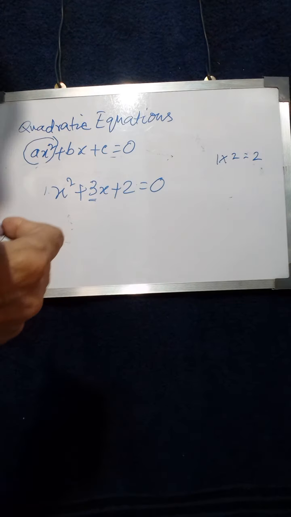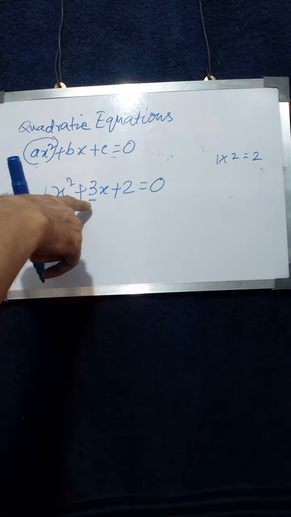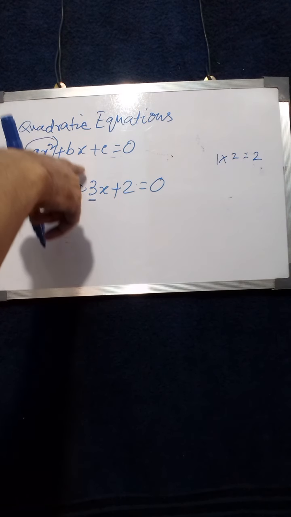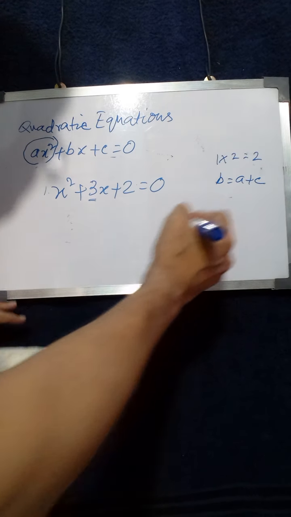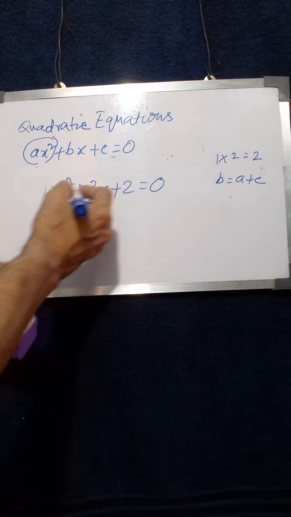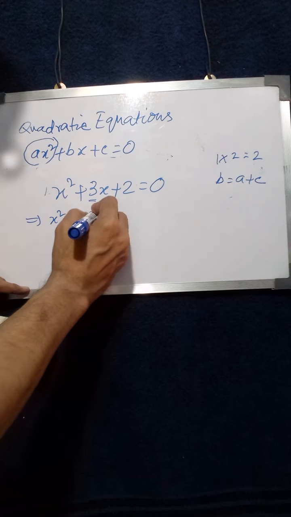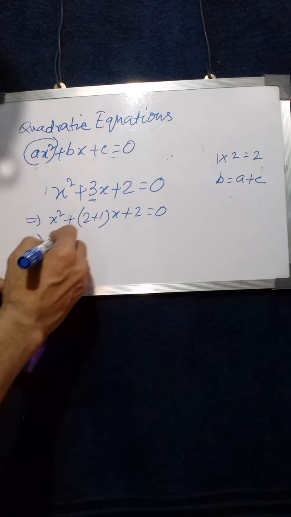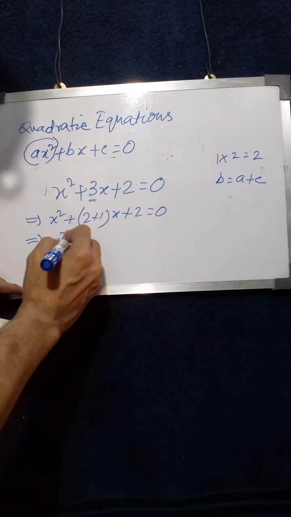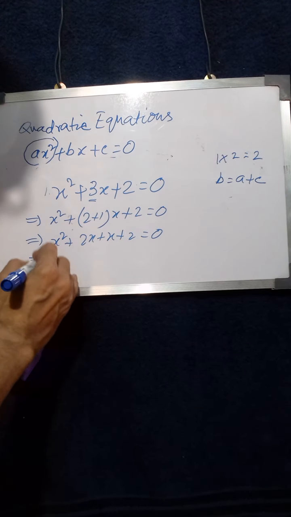Now take out the factors of 2. 2 has only two factors, 1 and 2. By adding these two factors, you have to get the coefficient of x, that is b. So b will be equal to the sum of the two factors. Here it is 2 plus 1, so you can write x square plus 2 plus 1 into x plus 2 is equal to 0. Now open the bracket, x square plus 2x plus x plus 2 is equal to 0.